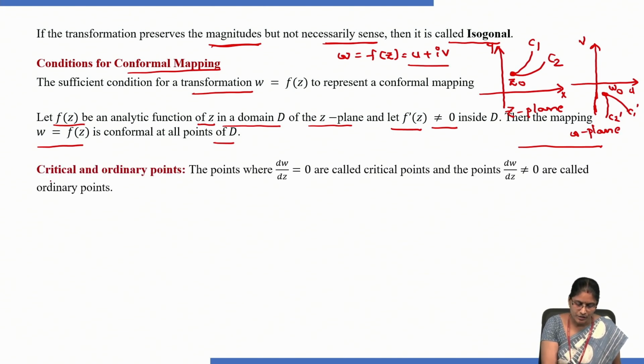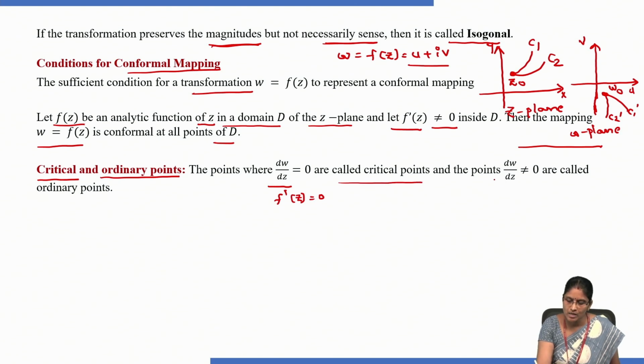Next definition is critical points and ordinary points. The points where dw by dz equal to 0, or f dash of z equal to 0, are called critical points, and the points where dw by dz is not equal to 0 are called ordinary points. Function derivative which is equal to 0, it is a critical point.